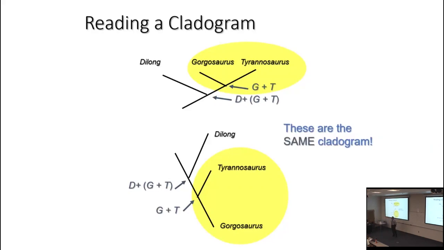One might be knocked over on its side, and if you note the Tyrannosaurus here, you might think, hey, the Tyrannosaurus is between Gorgosaurus and DeLong, but it isn't. It's the branching pattern that's important. So it's this thing, D plus G plus T, and these both say the same thing. It doesn't matter that we spun it around here. That's not the information. Yes?